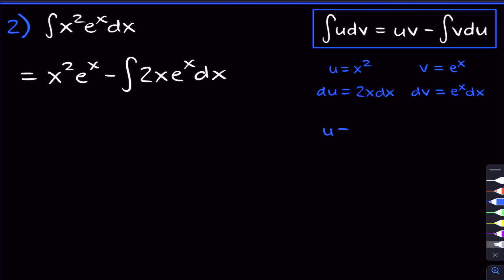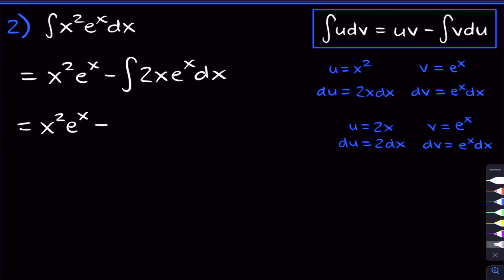So again, u is going to be 2x, dv is e to the x dx. So du, that's going to be the derivative of 2x, which is 2 times dx. And then we have v, that's the integral of e to the x dx, which is e to the x. So again, let's plug into our integration by parts formula. We get that this integral is equal to x squared times e to the x minus, okay, now here's where we're doing the integration by parts. We're doing integration by parts for this integral here.